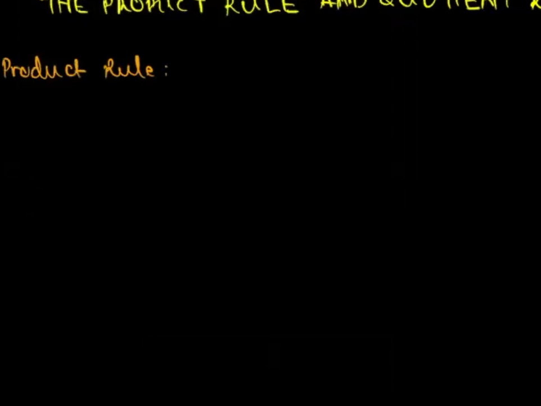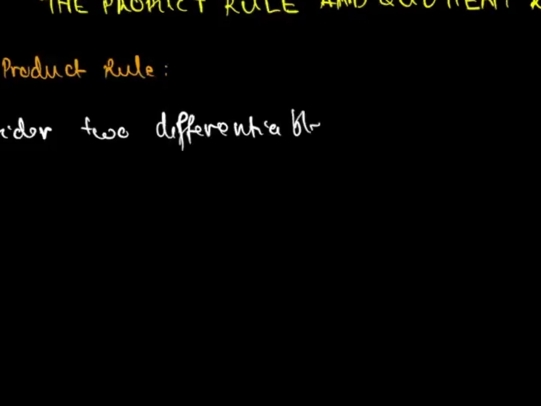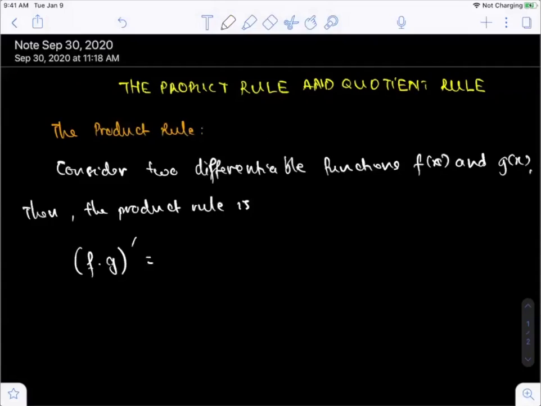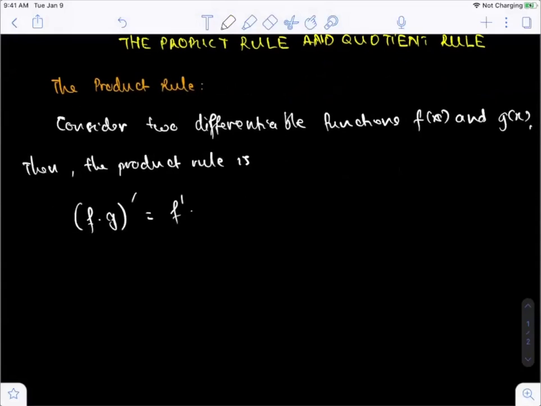consider two differentiable functions, f of x and g of x. Then the product rule is, the derivative of f times g is equal to f prime times g plus f times g prime. So this is the product rule, right?